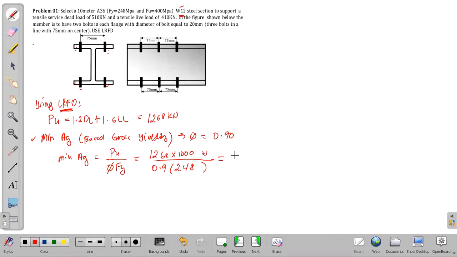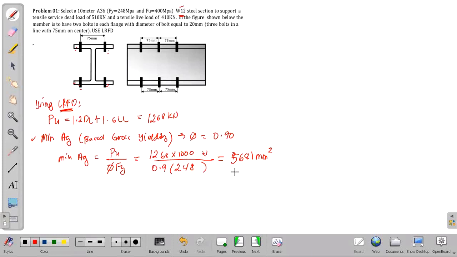5,681 mm squared. Okay? So meron na tayong minimum gross area. So based on this minimum gross area, we have now to select a steel section.